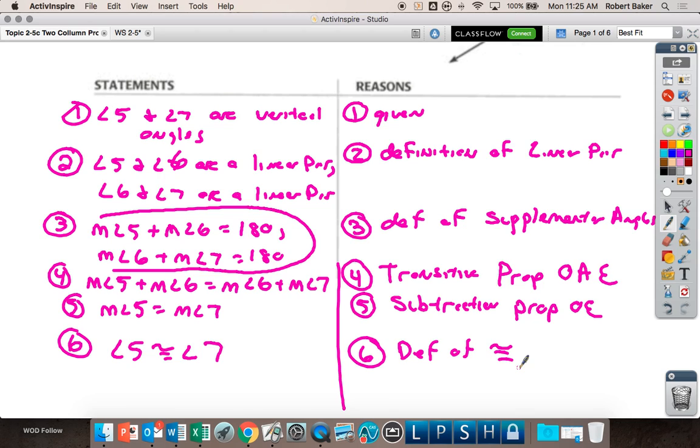Can you put definition of equality? So the book says angles with the same measure are congruent. So it's six of one, half a dozen of the other.